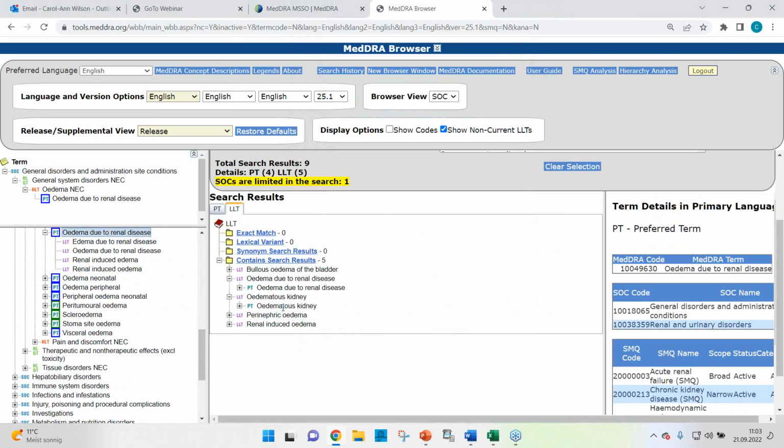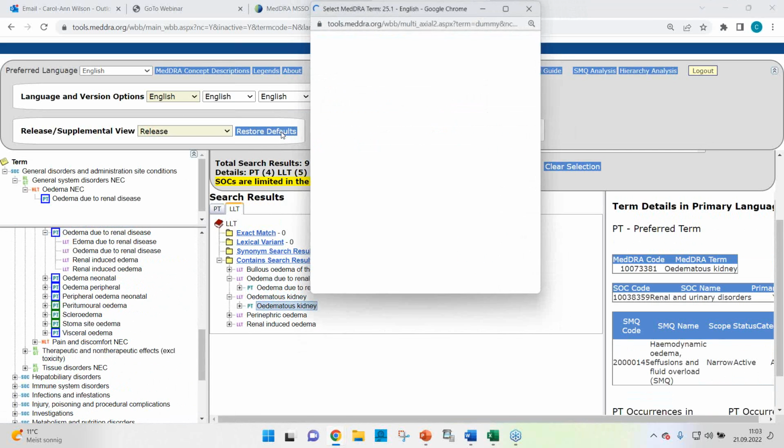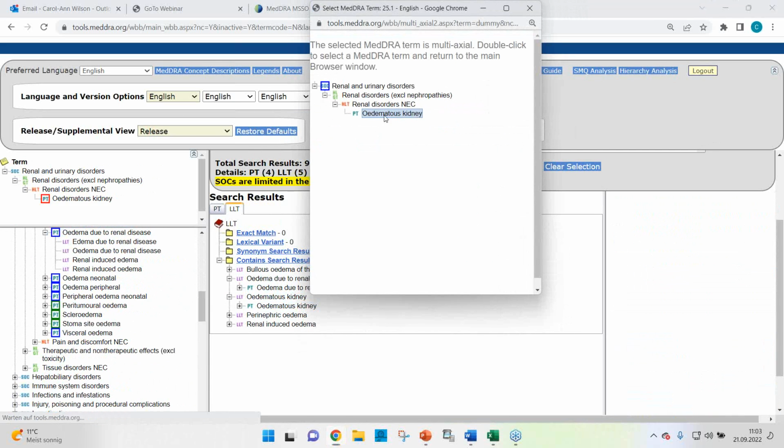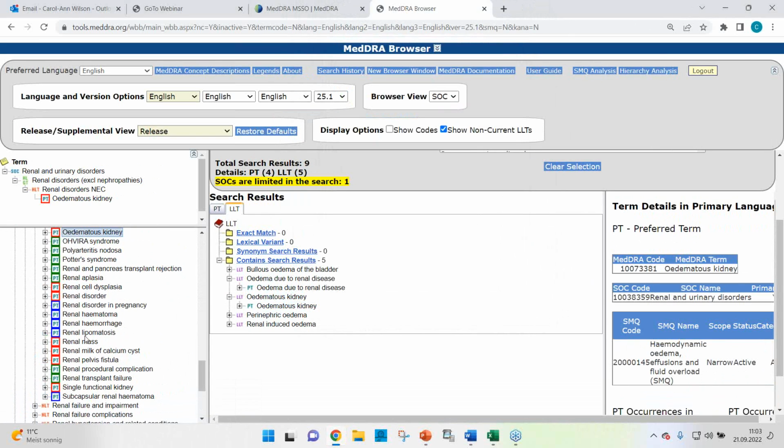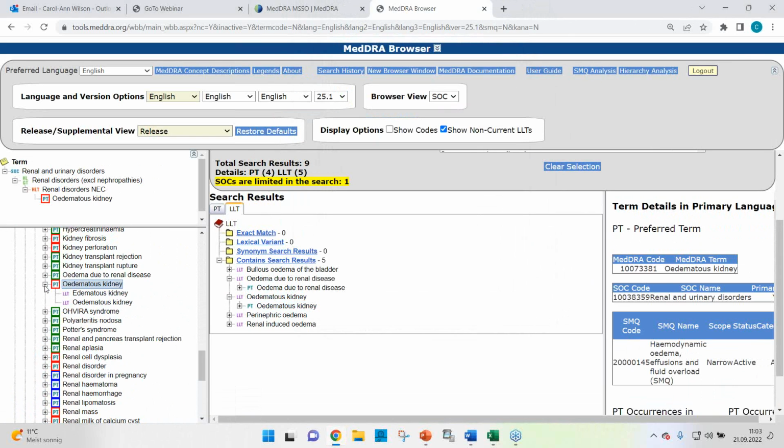Edematous kidney was another choice. Go to browser, only one SOC linkage to renal. And here we have it. So just the same LLT, both in American and in British English. So these would be the choices.